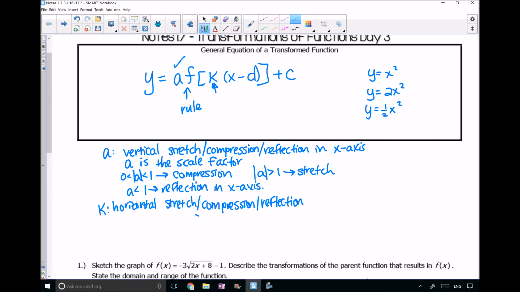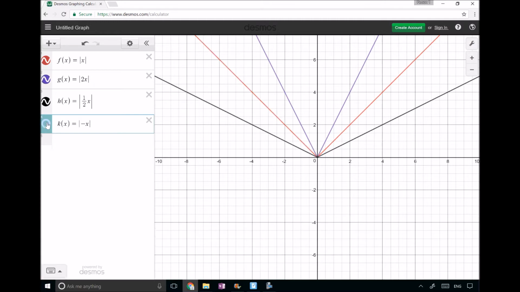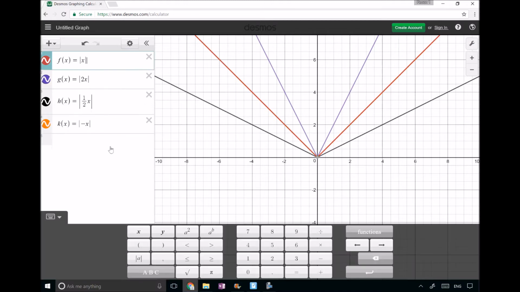We get k of x equal to the absolute value of negative x. It looks exactly the same, let's change the color so we can see that it's the same thing as the red one up here. It's the exact same thing because it's reflected over the y-axis.